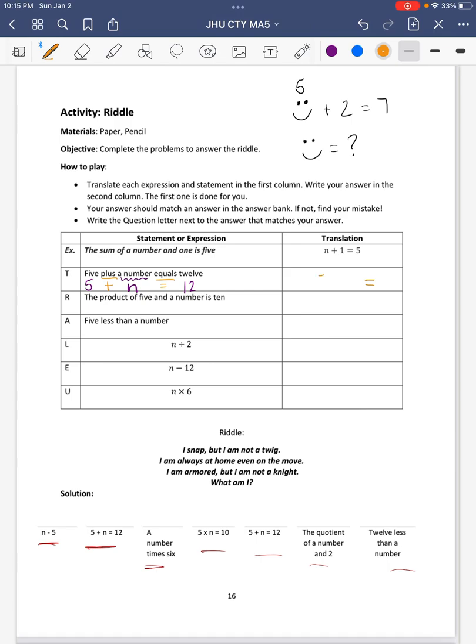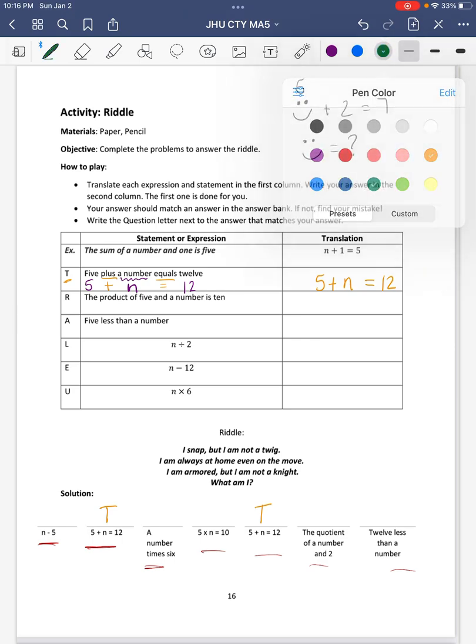Go back to my orange here. So 5 plus N equals 12. Is that in our bank? Let's check down here. 5 plus N. It looks like the variable they've chosen for this worksheet is N. So don't confuse yourself. It looks like anytime they're looking for a variable, it's all N. So that means T goes here and here. 5 plus a number equals 12. Perfect.